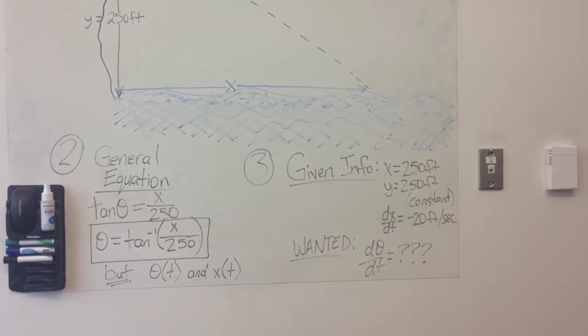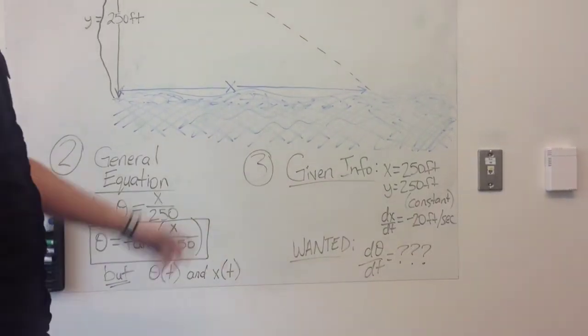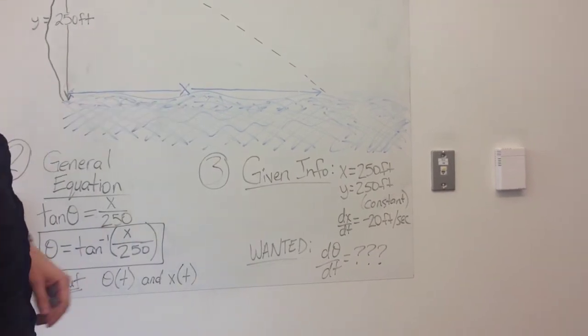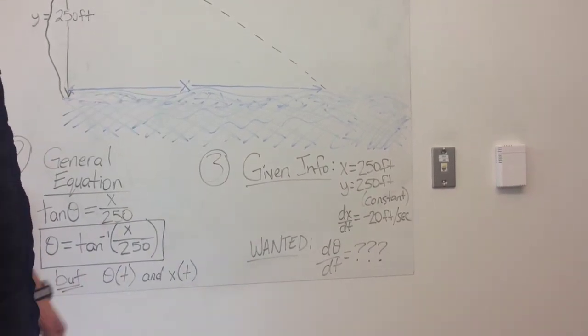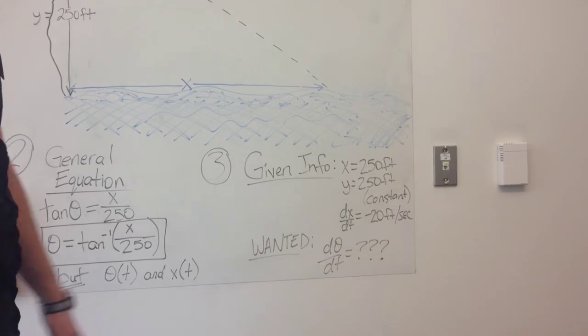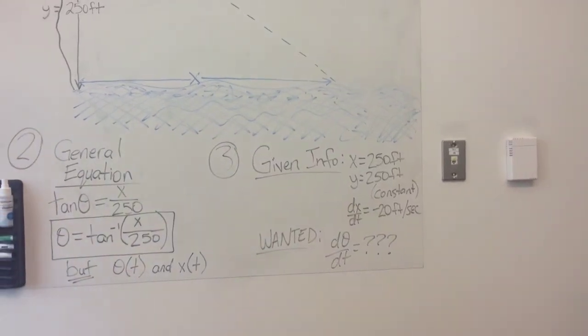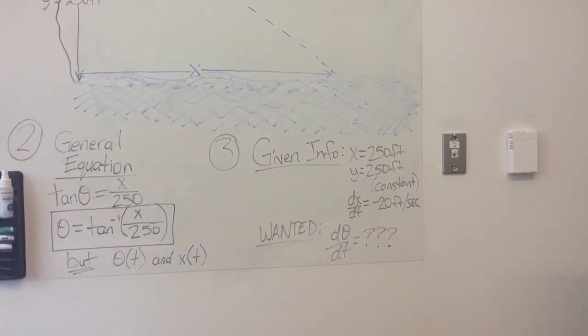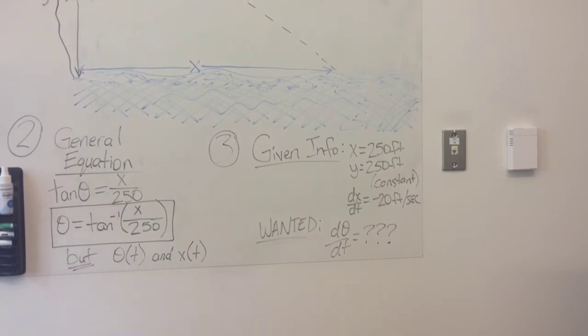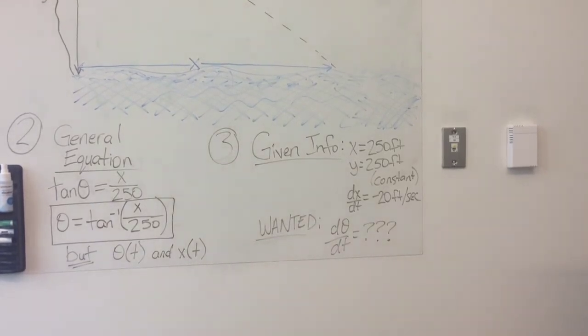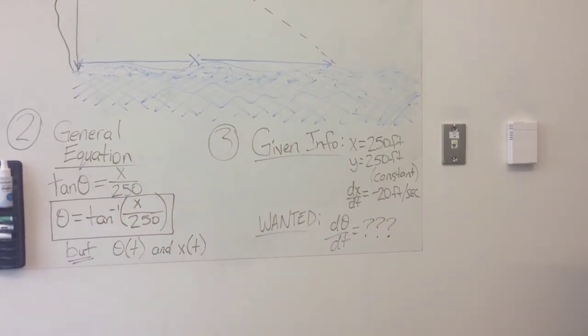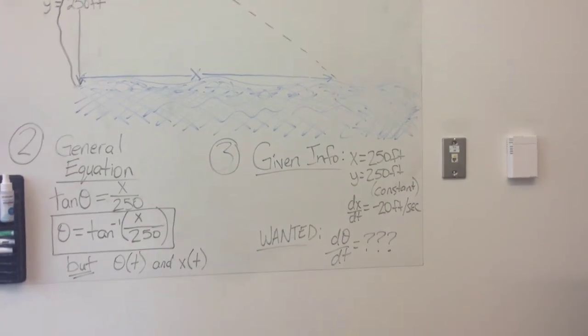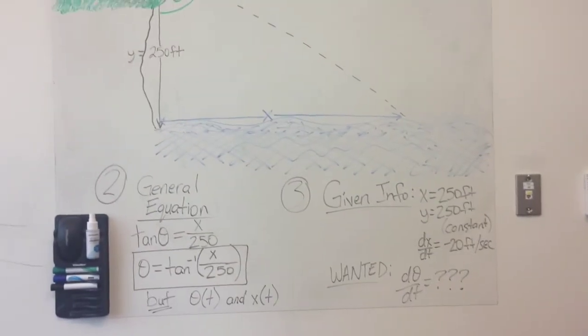So number 3, we use our given information, write it all down. We've got x at the point we're looking for is 250 feet. y is constant at 250 feet, and dx/dt is negative 20 feet per second because we are approaching the shoreline and x is becoming smaller. What we want is dθ/dt, as the angle of elevation of the telescope changes.